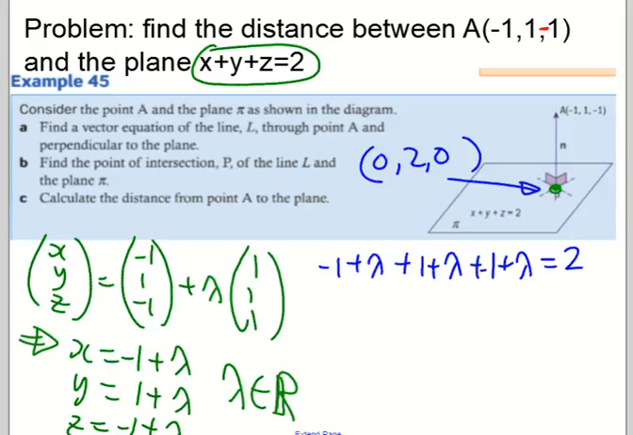And that's really the basic procedure of finding the intersection between a line and a plane. You can find the x, y, and z coordinates in terms of the parameter and replace them in the equation of the plane.